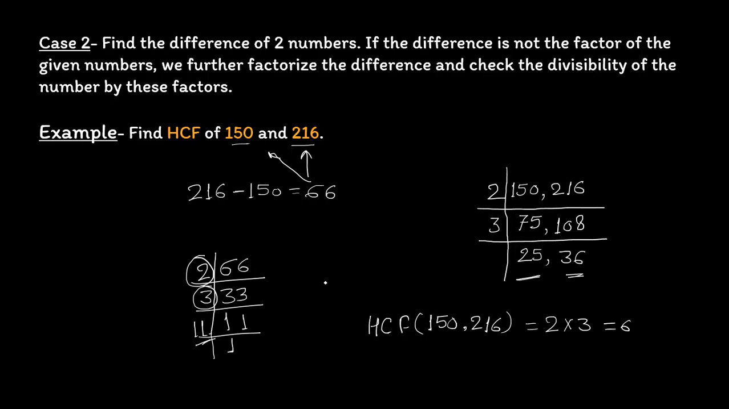So instead of finding factors of each of these numbers, we simply find factors of their difference and then try to divide these numbers by the factors of that difference. Whatever factor divides both the numbers completely will be a factor of these numbers.